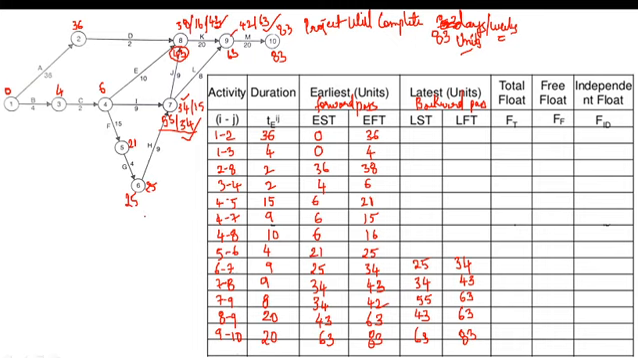Now consider 5 to 6. What is the latest finish time? 25. 25 minus 4, duration, how much is it? 21. Write down the 21 over here. Okay. Now next 4 to 8. We have activity 4 to 8. Locate where 4 to 8 is. It is over here. What is the latest finish time? 43 is the latest finish time. Write down 43 over here.